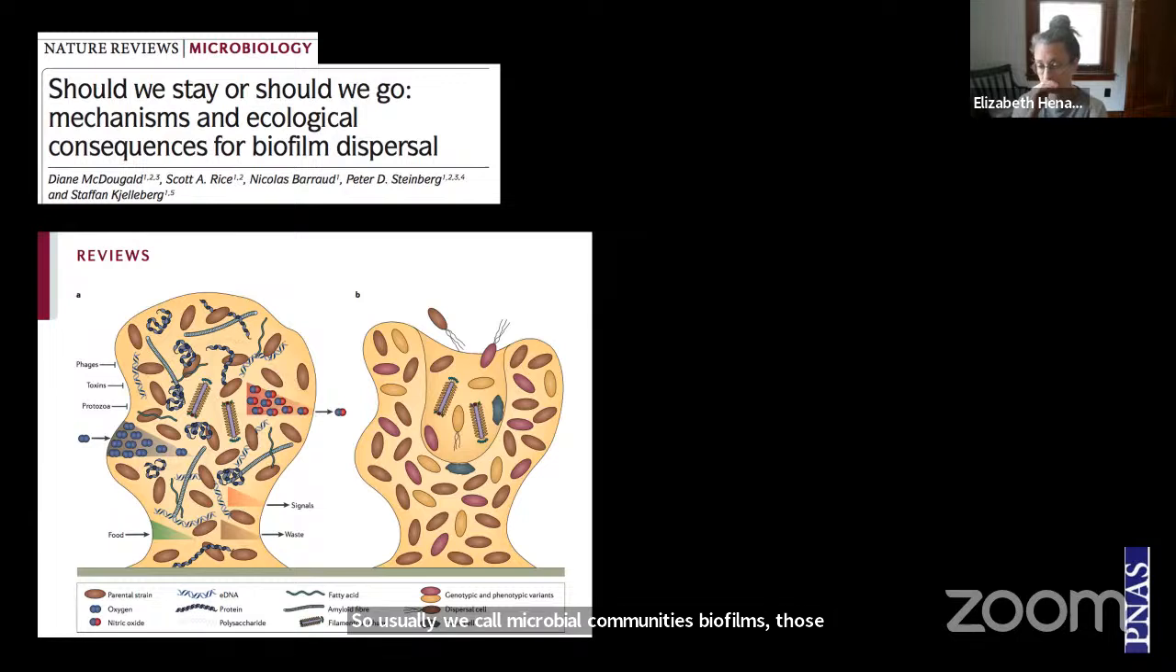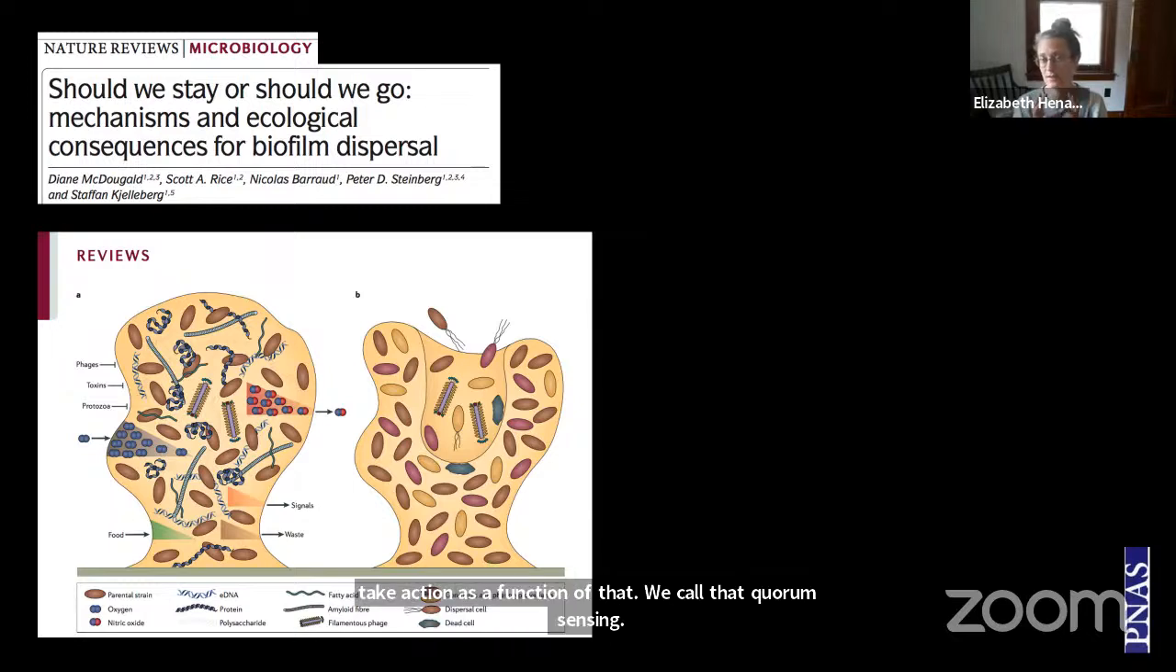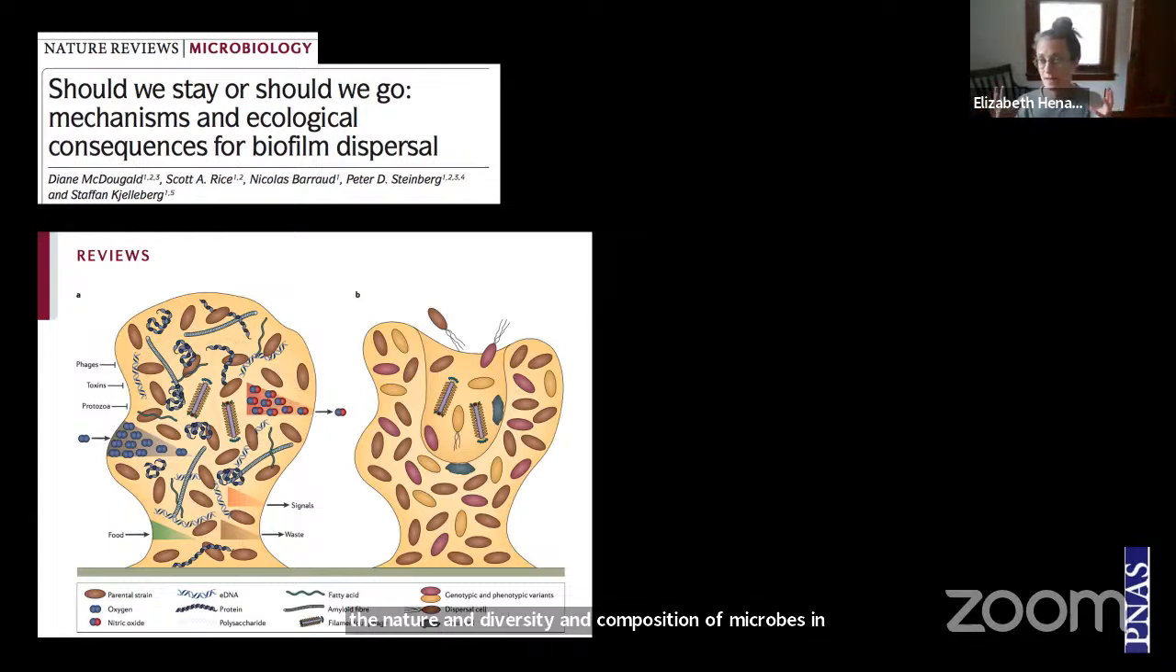Microbes have the ability to sense their place in a biofilm and take action as a function of that. We call that quorum sensing. They're able to sense the nature and diversity and composition of microbes in their environment, in that biofilm, and they can make decisions according to that. Do I stay here or do I leave here? Do we dissolve the biofilm because we've used up all of our resources, and do we go somewhere else? So microbes are very much aware of their environment, not only the chemical nature of their environment, but also the living community nature of their environment.